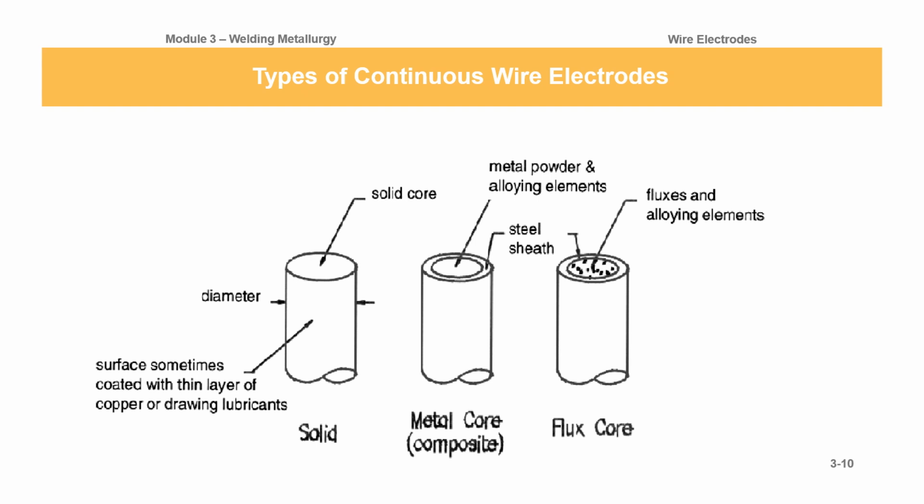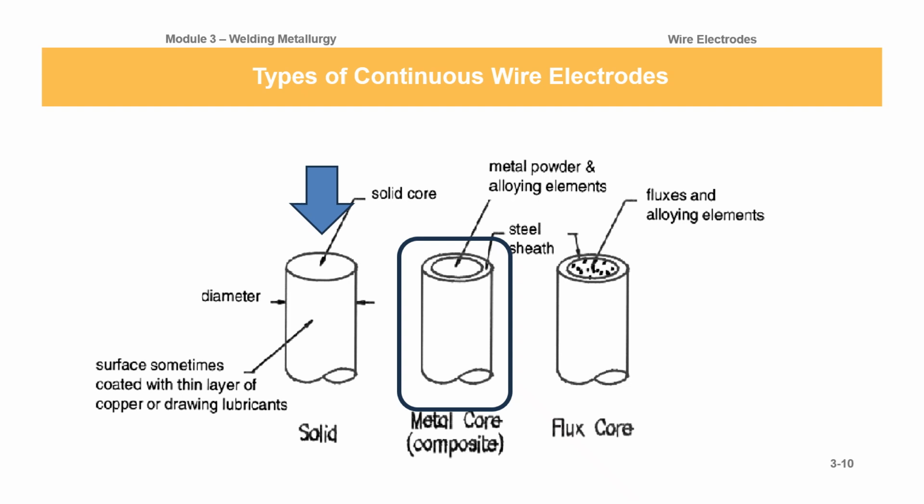So here we have the types of filler materials that we can use for flux-core or gas metal arc welding. The first one we have is a solid wire. And we just saw a picture of that. It's just solid. There's nothing inside of it. The next type we have is a metal core composite. So this one is kind of a combination between a flux core and a solid wire.